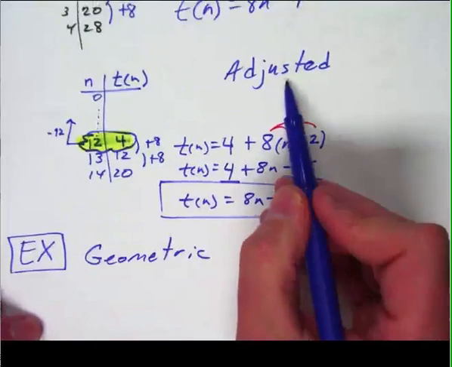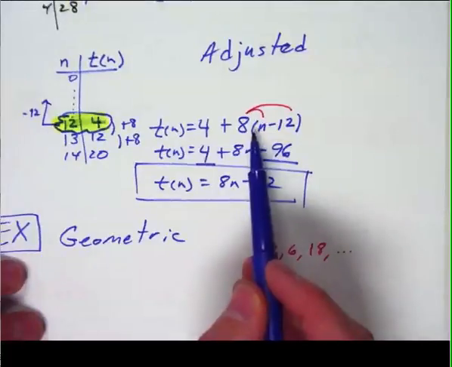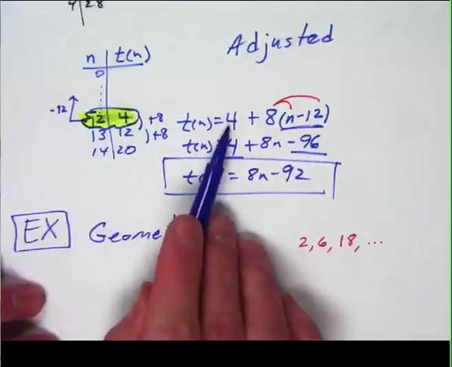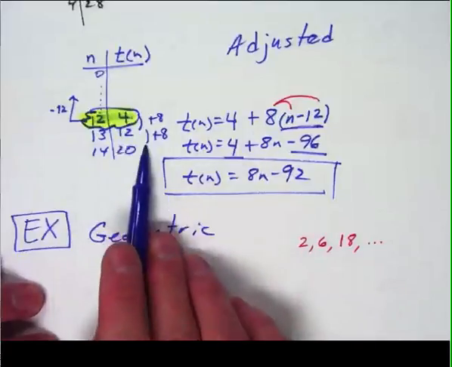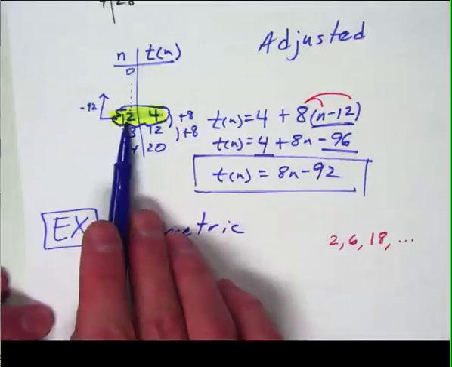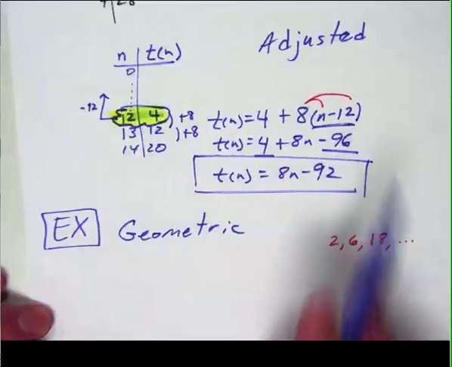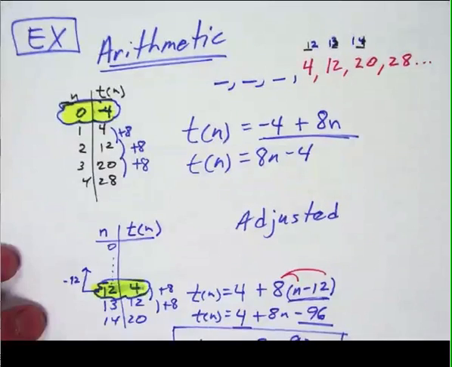When you adjust arithmetics, you do need to do some simplification with the distributive property once you write this as 8 times (n minus 12). So the 4 comes from what it started at, the 8 comes from the pattern or what it goes by, and then the minus 12 is, I'm 12 places away from 0. I'd have to subtract 12 spots to get back to 0. So that's where all the numbers come from, and you can write the equation for it. And that's an adjusted arithmetic sequence.